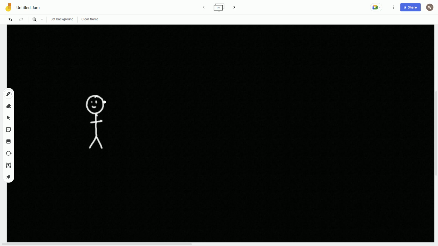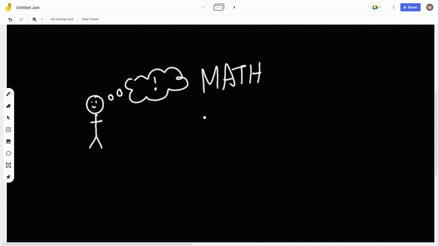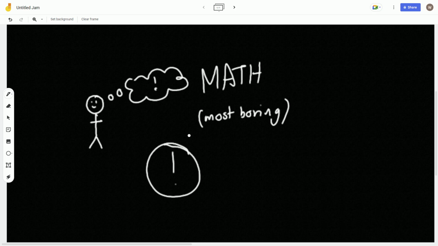Has any of you ever walked around and suddenly thought in your head, what is this little exclamation sign used in math? Probably the most boring subject that you'd ever learned. But I'm here to explain to you what this sign is about today.